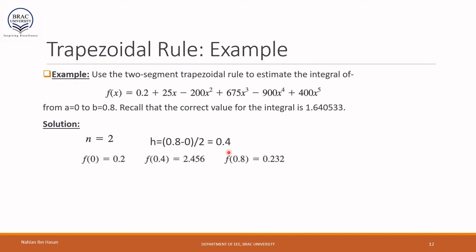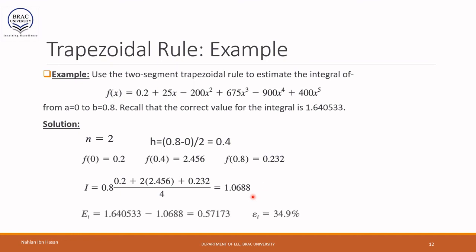Then we calculate the function values at each of these boundaries: f of 0, f of 0.4 and f of 0.8. Now we can apply the trapezoidal formula directly and find the value of the integration, which is 1.0688. We have been given the value of the correct integral, which is 1.640533. This was calculated analytically, so it is the exact value of the integration. But we have found 1.0688, so we have a true error percentage of 34.9%. That's a big error.